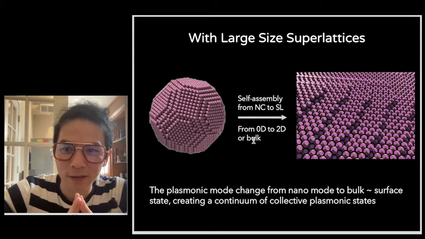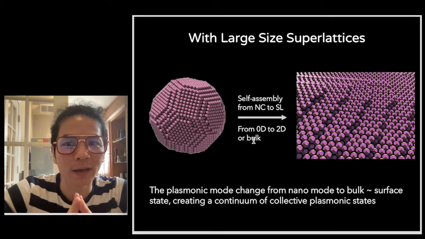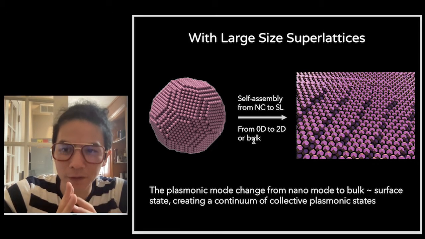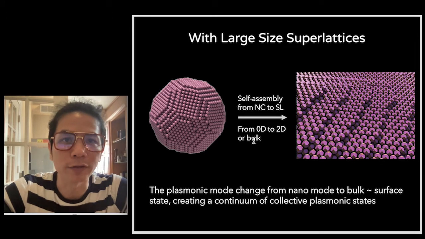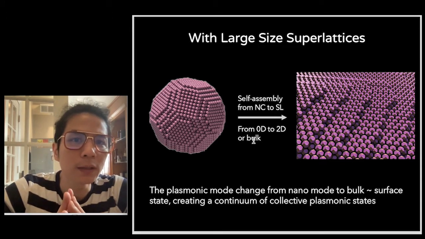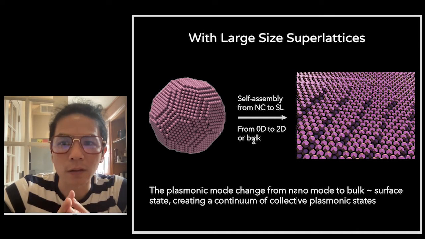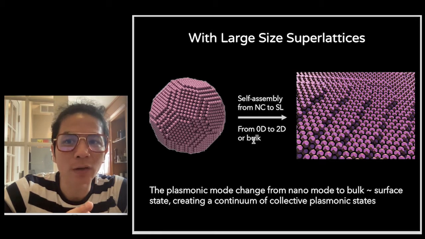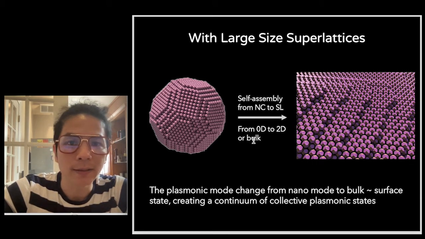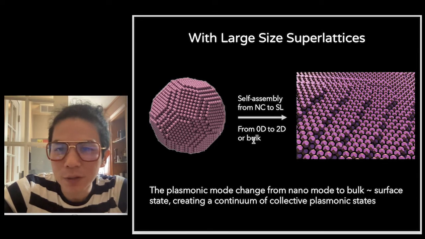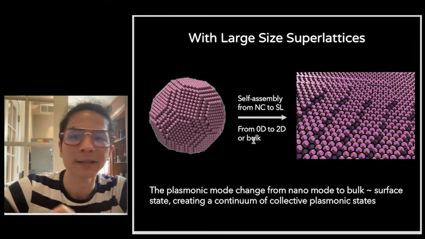So this is why the field gets a lot of attention from the people and the researchers. So hopefully you can understand the basics about plasmonics. You can understand the difference between nano and surface and bulk plasmonic modes, and you can understand that the nanocrystal superlattice is going to exhibit some special plasmonic properties somewhere in between nano mode and surface mode.